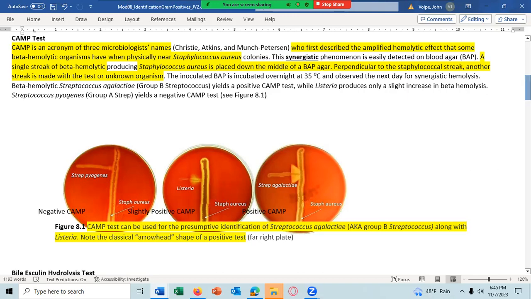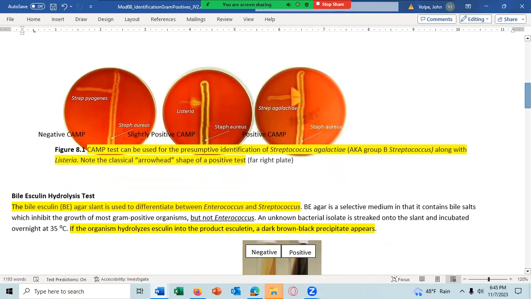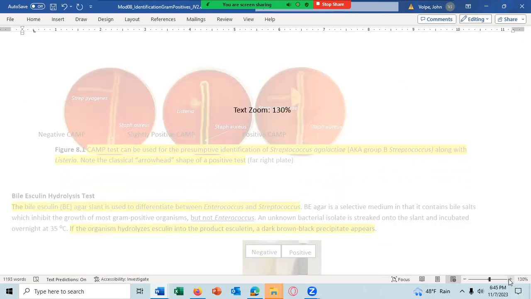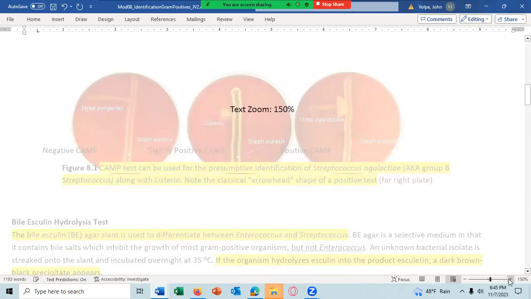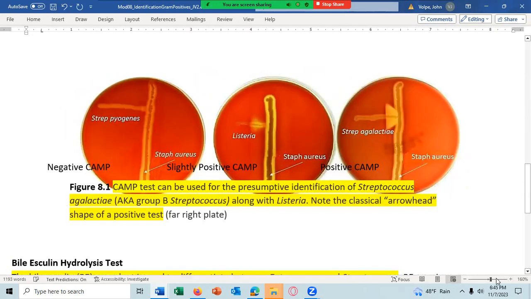You can see 3 different CAMP results shown here. Streptococcus pyogenes is a beta hemolytic organism, and so is Staphylococcus aureus. Let me blow this up for you. So there's the streak of Staphylococcus aureus, and then the white around it is the beta hemolysis of Staphylococcus aureus.